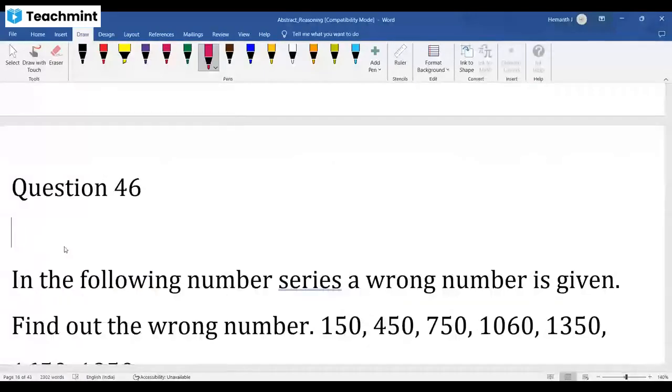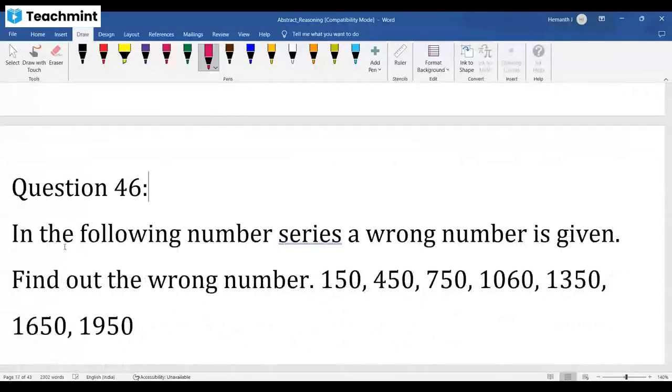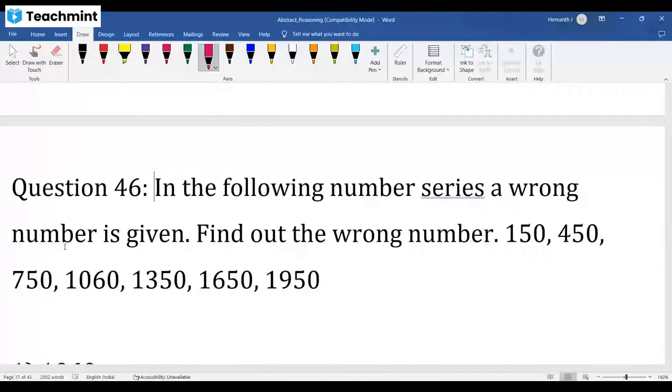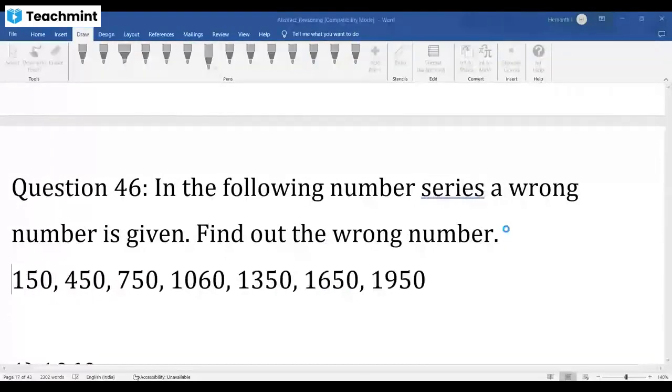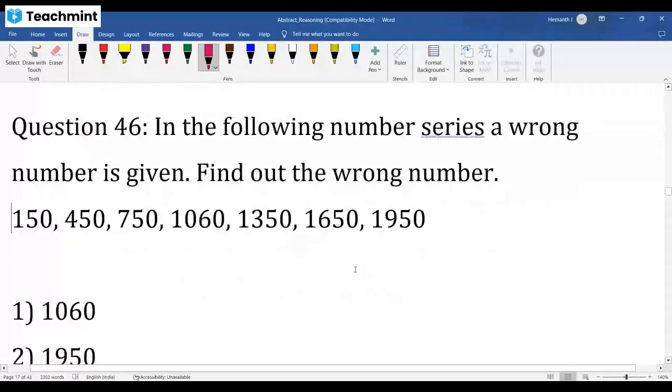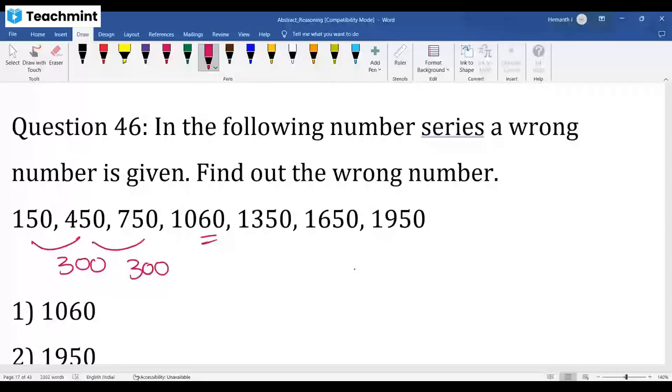I think this one also we discussed during phase 1. Wrong number in the series. It's like, okay, difference is 300. Difference is 300 is the logic. In fact, all numbers are ending with 50s. So this should be 1050. Wrong number is this. We need 1050 instead of the 1060 that is there. So that's why it is the odd one out.